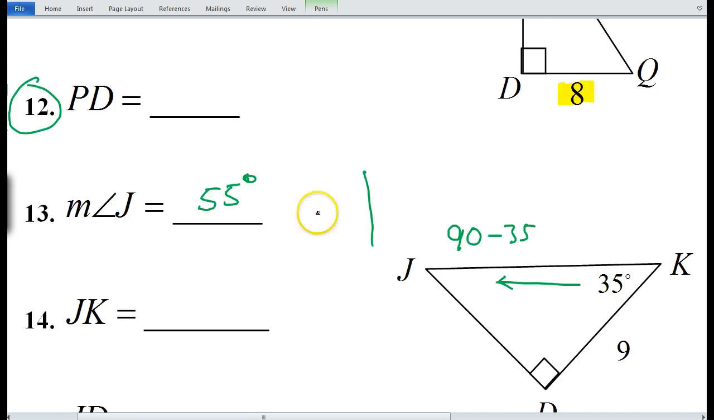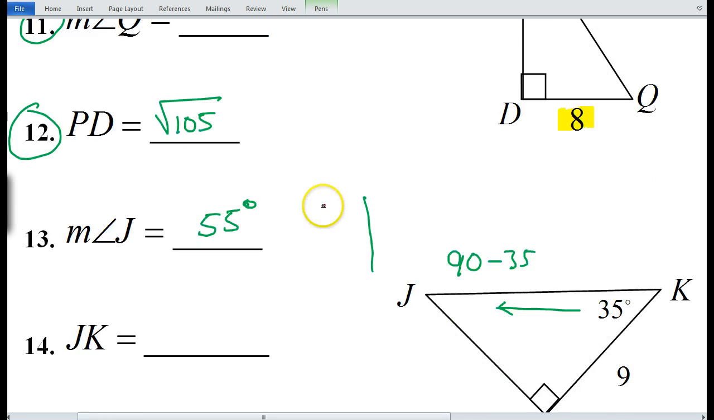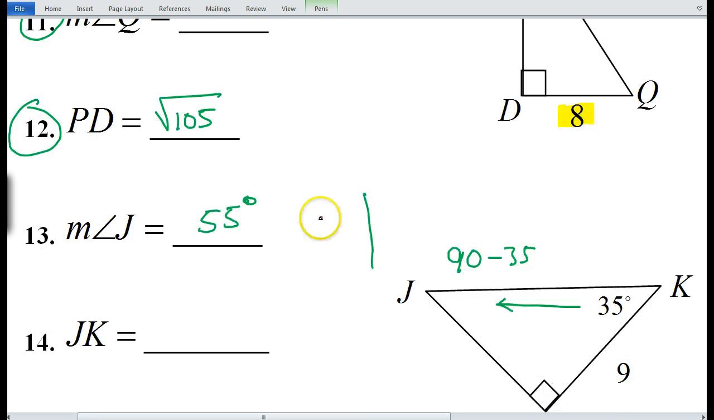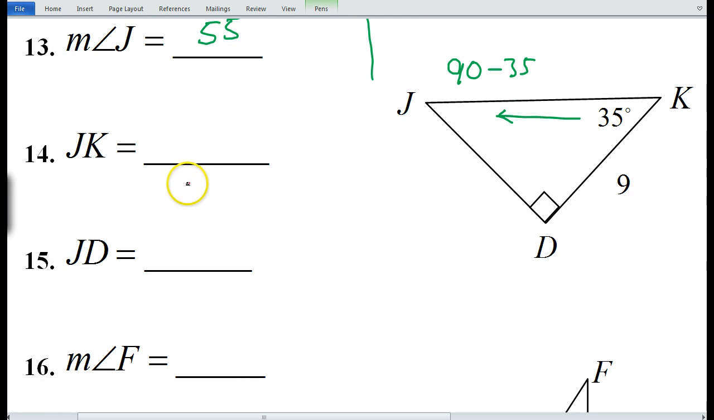Did anybody do number 12? What was the answer to number 12? Square root of 105, in case anybody was wondering. Okay, no decimals. Give me the expression. Okay, moving down to number 14. JK.